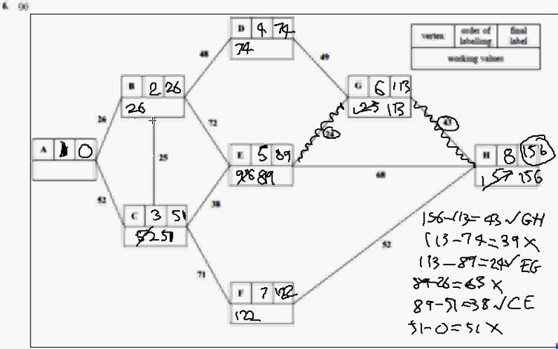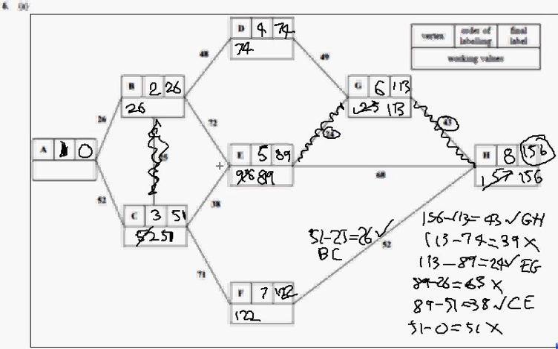51 minus 25, well, that is equal to 26. Running out of space, just keep going here. 51 minus 25 equals 26. That works. So VC, no, sorry. Yeah, this one. That's on the shortest path, VC. So we'll put that in.